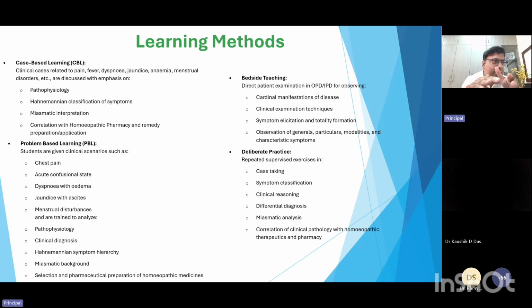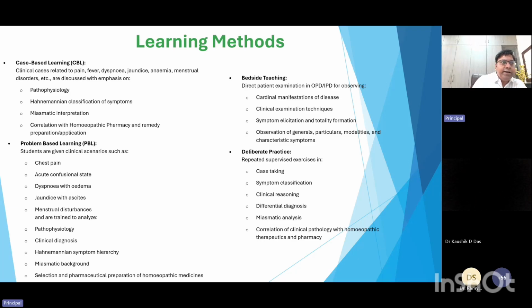So the students are given clinical scenarios and then they are required to learn what is the pathophysiology of this particular clinical condition, what is diagnosis, how this condition is diagnosed, symptom hierarchy kya hai, what is the miasmatic background behind this particular clinical condition on the patient, and based on this condition and based on the homeopathic principle, how the medicine is to be selected and to be prescribed.